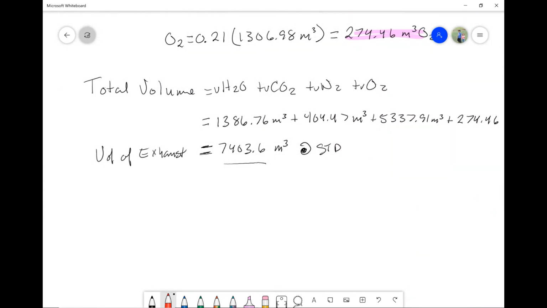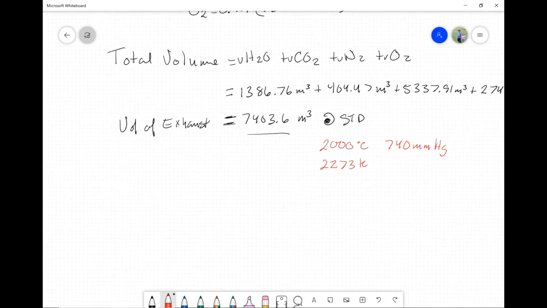There we go. So 2000 degrees C, 740 millimeters of mercury. This is going to be 2273 Kelvin. So we want to know at conditions.